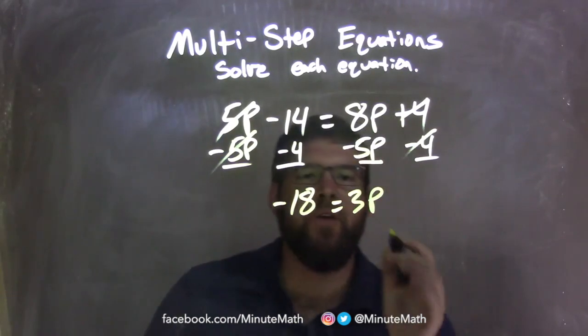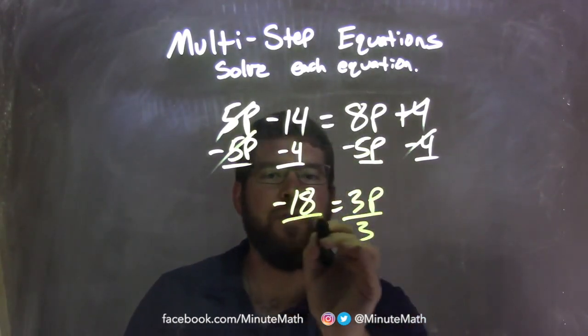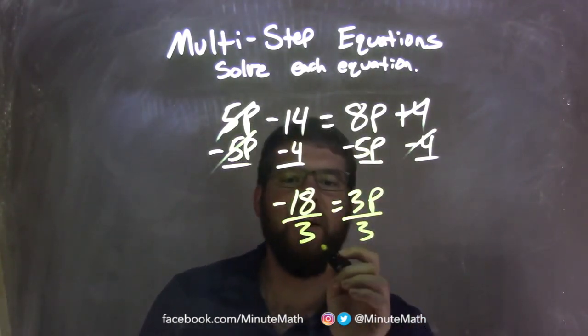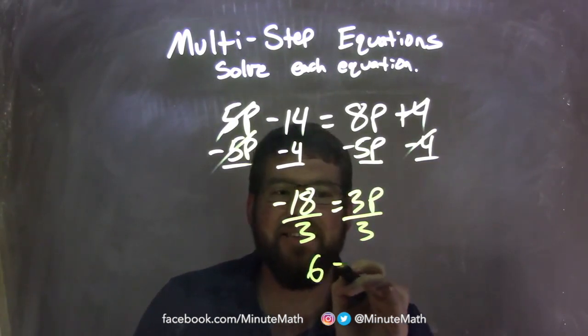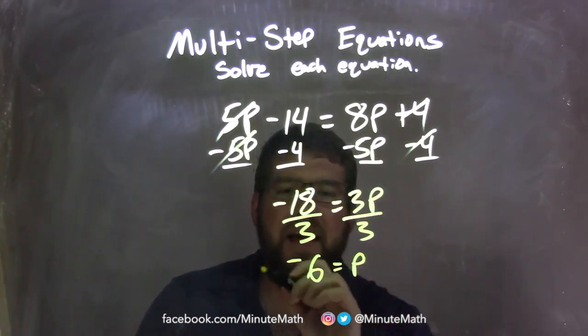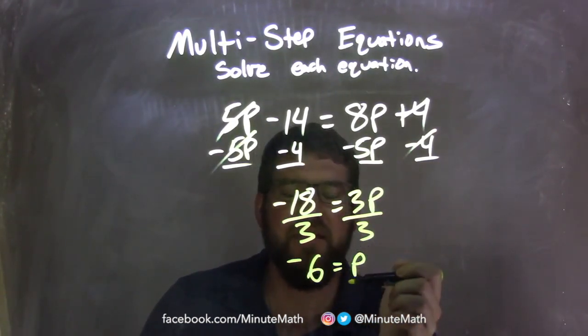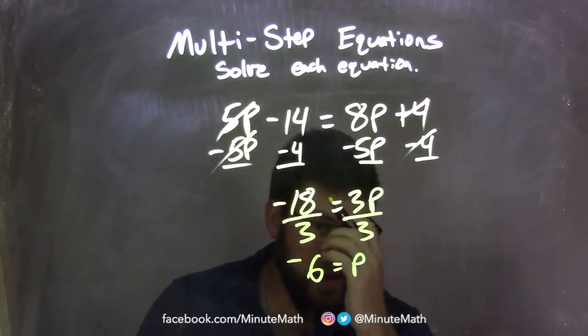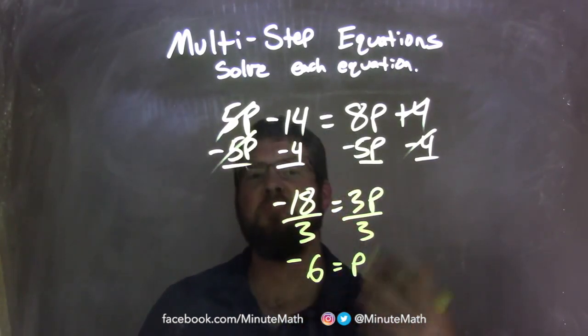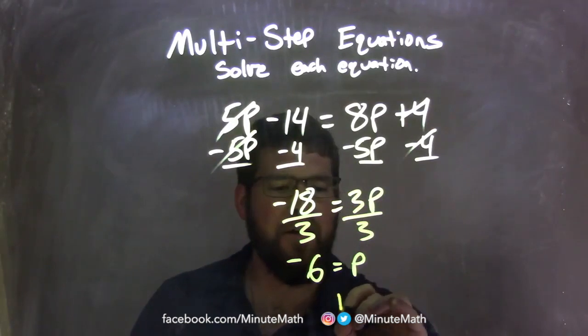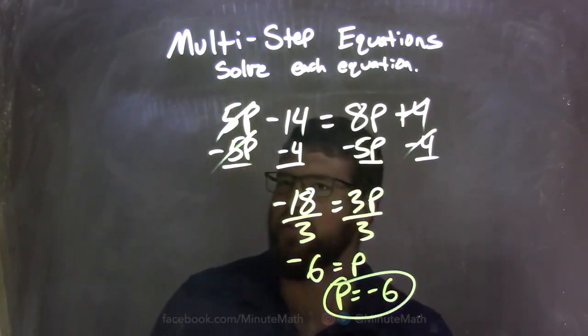So now I need to divide both sides by 3, opposite of multiplication. Well, 18 divided by 3 is 6, but don't forget that it's negative, right? A negative divided by a positive is negative. And so that leaves me now with negative 6 equals p. We can rewrite this to have p out front, and p equals negative 6. That looks cleaner, and that looks nicer.